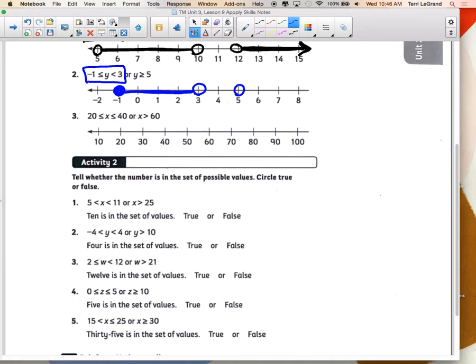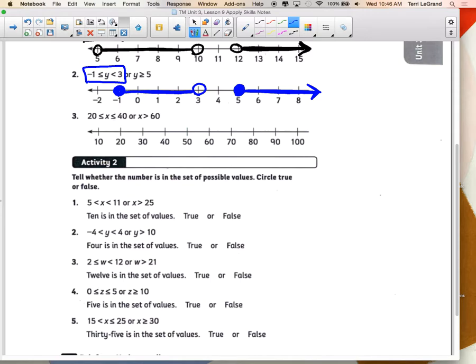Shaded in or not? Shaded. Shaded, okay. And it goes to the right, so all numbers greater than 5 should be shaded also. Anybody want to challenge any part of that? Are we good? You got it? Okay.